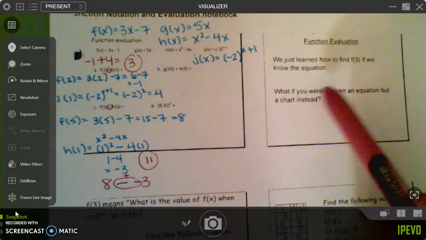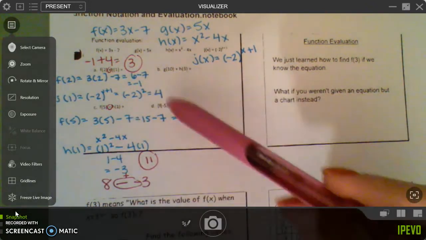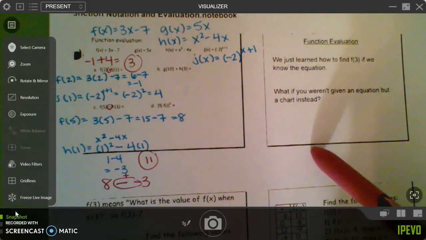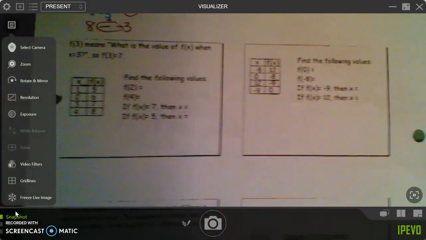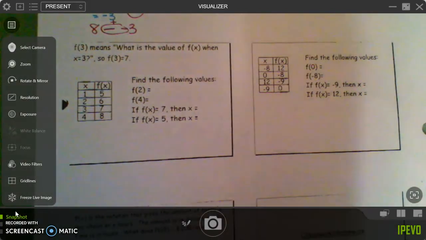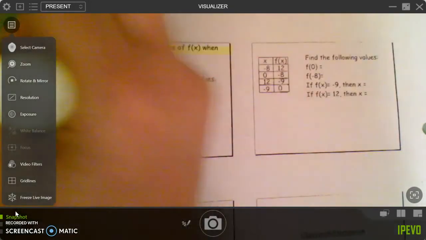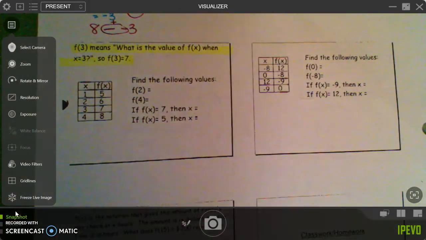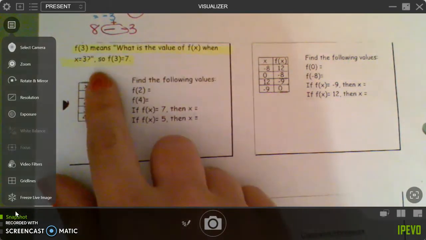So over here it says we just learned how to find f of 3 if we know the equation. That's when we plug it in. But what if we're not given an equation, but we're given a chart? So your life's even easier if we're given a chart. So if you're struggling with what these things mean, f of 3 means what is the value of f of x when x equals 3?